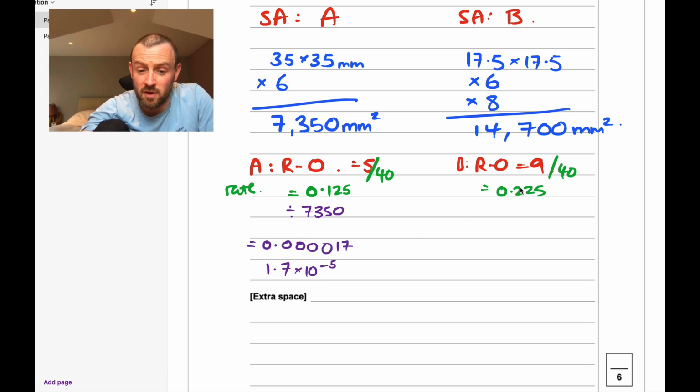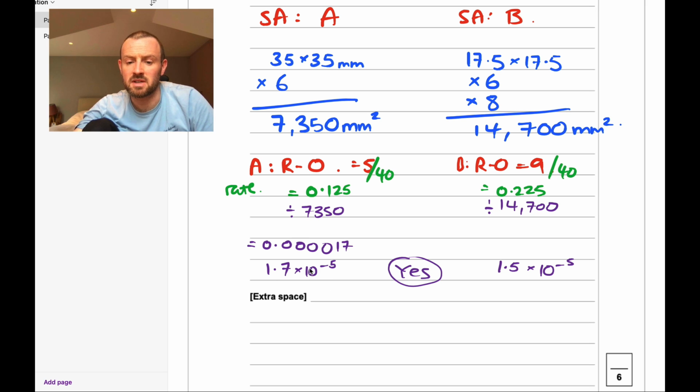And this one, 0.225, is going to be divided by 14,700. So 0.225 divided by 14,700. 1, 2, 3, 4. So again, it's 4 zeros, so it's going to be 1.5 times 10 to the minus 5. Okay, so yes, they are different. Not a lot, but a bit. 1.7 times 10 to the minus 5 grams per millimeter squared per minute. Let's put the units on. Grams per millimeter squared per minute.